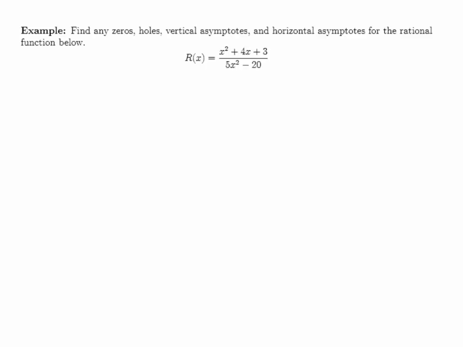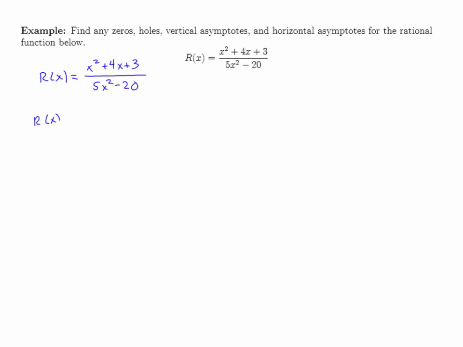In this example, we're given the formula for a rational function and asked to find any zeros, holes, vertical asymptotes, and horizontal asymptotes for this function. So before we do anything else, the first thing that we want to do is to put this function into factored form and simplify it as much as we can. Looking at this function for r of x, I'll write that original function. We have x squared plus 4x plus 3, and that's all divided by 5x squared minus 20.